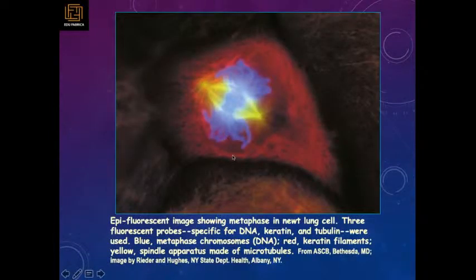Here you can see some epifluorescent images showing metaphase in lung cells with the help of this microscope. You can see tubulin, keratin, and DNA nicely separated. Blue is the metaphase chromosomes being separated, the DNA, and red is the keratin filaments, while yellow is the spindle apparatus made of microtubules. These images are from the New York State Department of Health, Albany, New York.